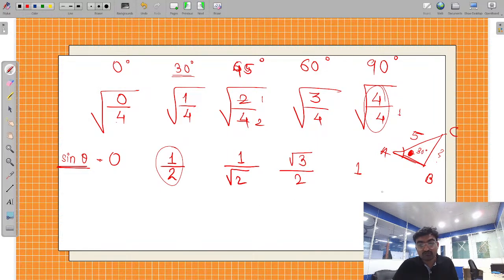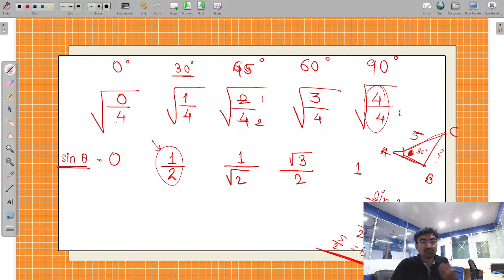So what will you do? You will write sine 30 equals BC upon AC, because that is opposite side upon hypotenuse. Correct? So sine 30 is going to be what? We know the value from the table, right? It is 1 by 2. So instead of sine 30 we'll replace 1 by 2, and BC we don't know, but AC we know as 5. So if we cross multiply, we'll get BC as 5 by 2. So this is how we are going to use these trigonometrical identities. Hope you got the idea.